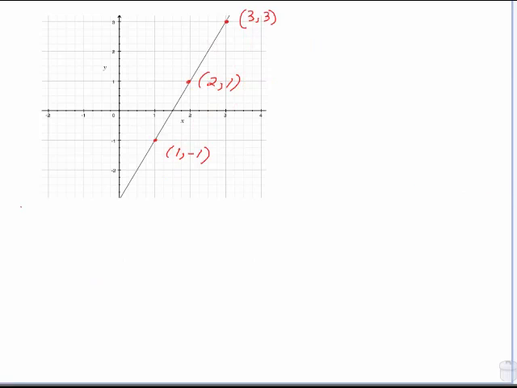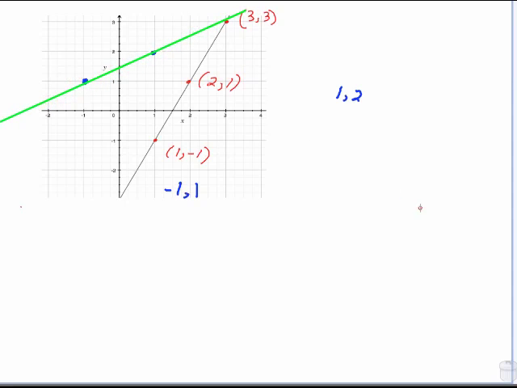Here's some points I have already picked out. Let's do the swapping. 1, -1 needs to become the point -1, 1. So -1, 1 is here. The point 2, 1 needs to become the point 1, 2. Over 1, up 2. The point 3, 3, when I swap it, just stays 3, 3. I know my original function was a line, so my inverse function needs to be a line. I'm not thinking about making a curve out of those.